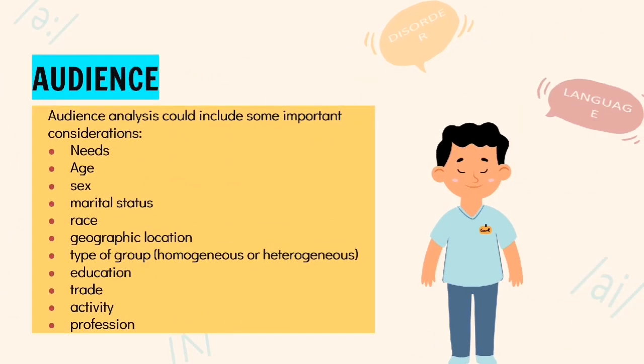Next element is audience or listener. So, sila yung nagre-receive ng message. Kailangan ang speaker ay magkaroon ng audience analysis. At ano-ano ba yung dapat i-consider? So, we have needs, age, sex, marital status, race, geographic location, type of group, education, trade, activity, profession.